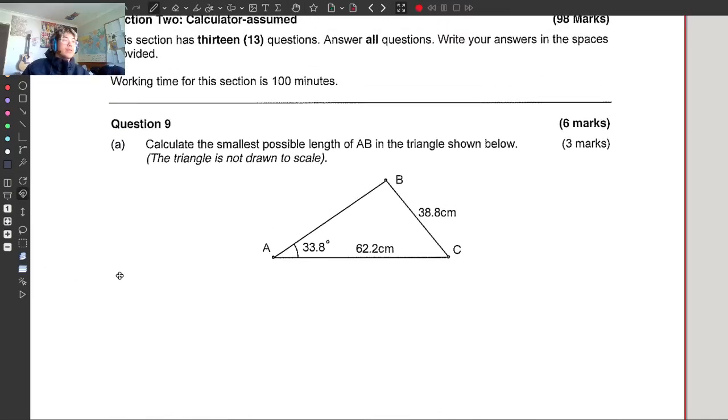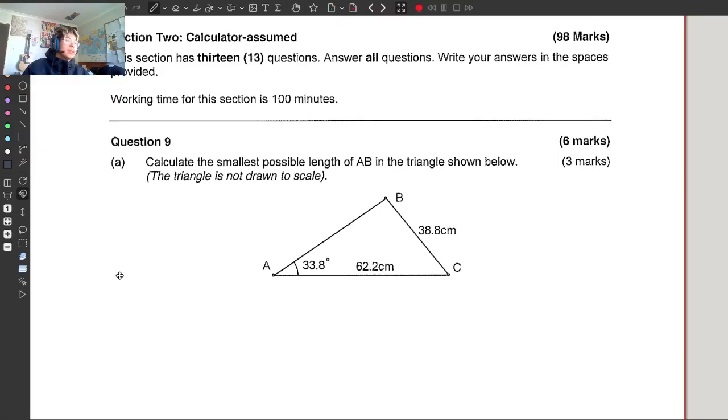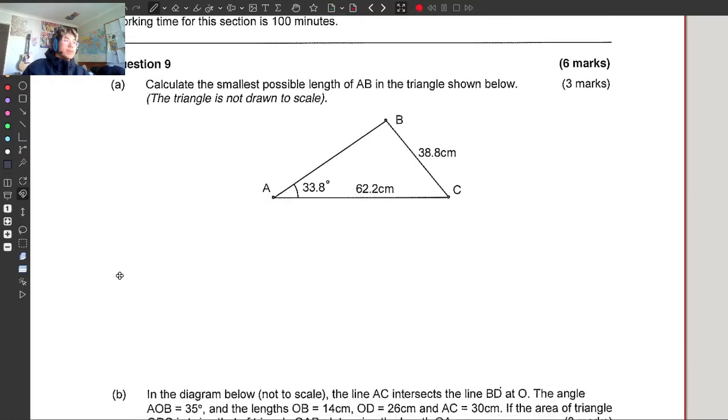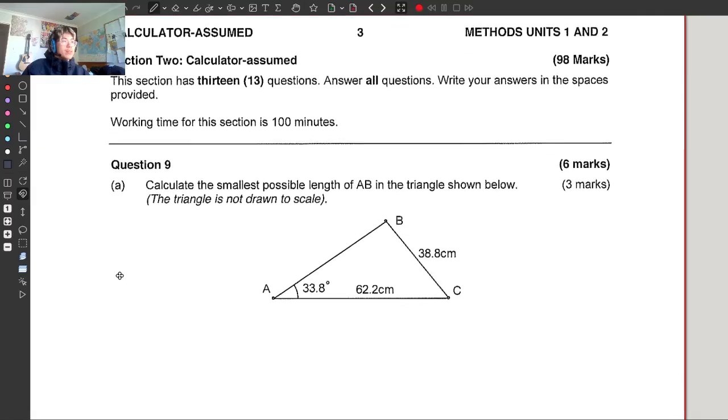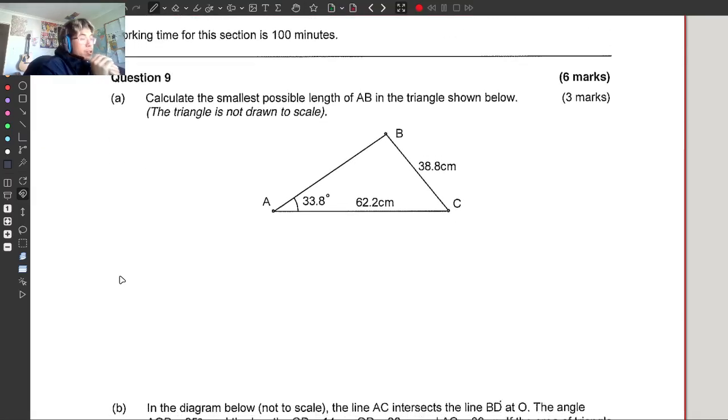Okay, in this video we are going to be going over some calculator assumed questions. This is going to be a trigonometry question first. We're asked to find the smallest possible length of this side, AB, in the triangle shown below. What it means by smallest possible length is that we're going to be getting two length values. The reason why will be shown below.